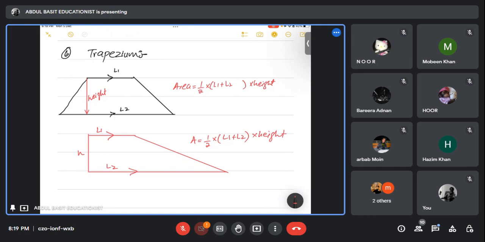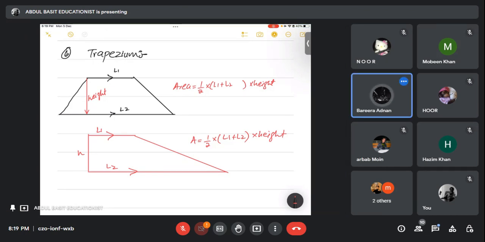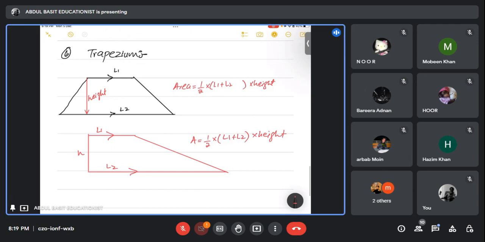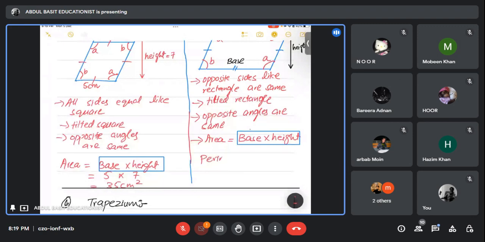Is it clear everybody? Sir, I have a question. Sir, we don't find perimeter for rhombus and parallelogram. As I said, perimeter has no formula, it is the sum of all sides. Do not memorize a formula for the perimeter. Perimeter means boundary.